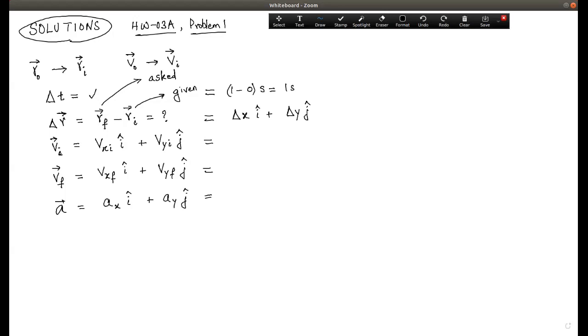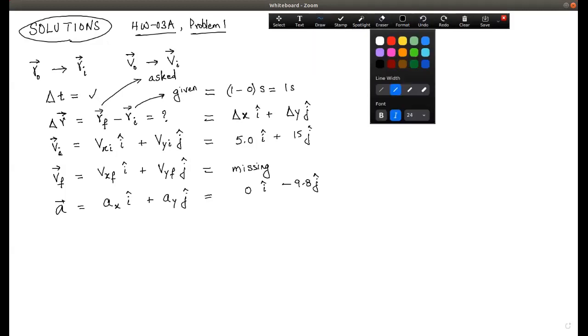Vx initial is given to us. That's 5.0 meters per second. Let me drop the units for a moment. So that's 5 i plus 15 j. V final is not given to us. We don't know it, so let me say that is a missing variable. It's not appearing in the discussion at all. And acceleration is 0 i plus or minus 9.8 meters per second squared in the j direction.